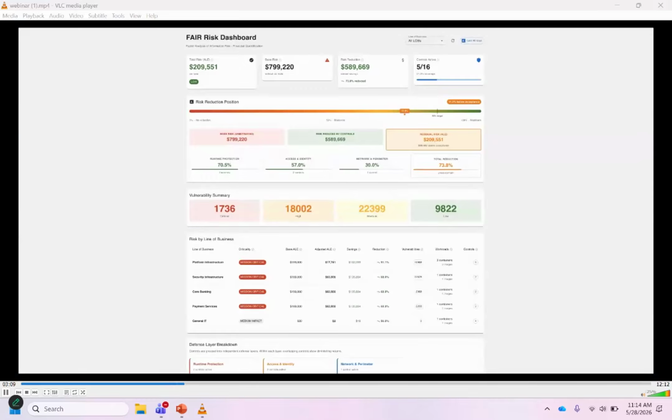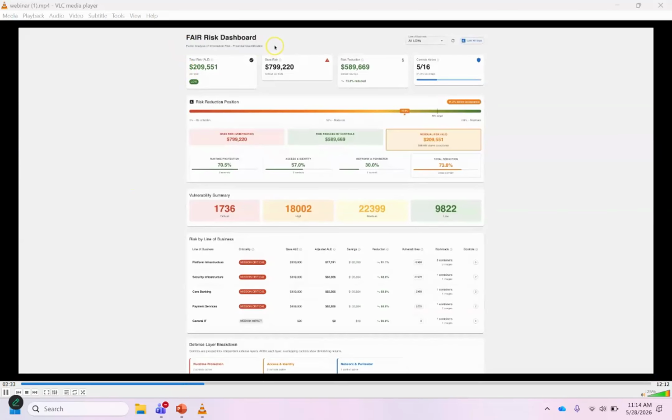This is the FAIR risk dashboard. Before we walk through it, here is a 30-second primer on what FAIR actually is. This should be helpful for people in the audience who do not have a deep FAIR background. FAIR stands for Factor Analysis of Information Risk. It is an open methodology that takes a vulnerability story and turns it into a financial story.